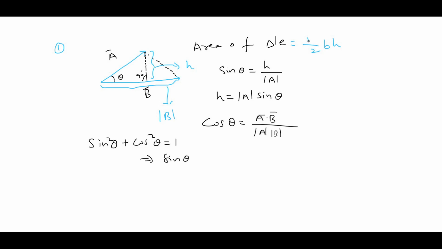Now what is the area of the triangle? The area of the triangle would be, let me use blue, half times base, which is the magnitude of b, and h is the magnitude of a sine theta. Just rearranging, we get sine theta like this.